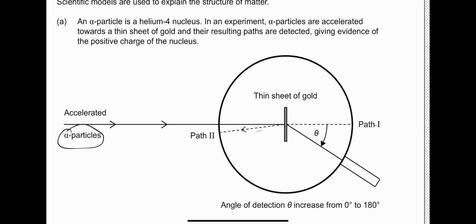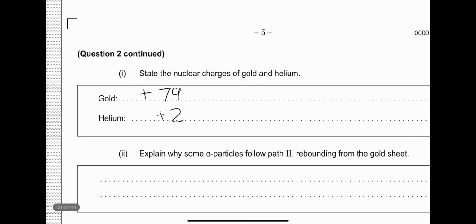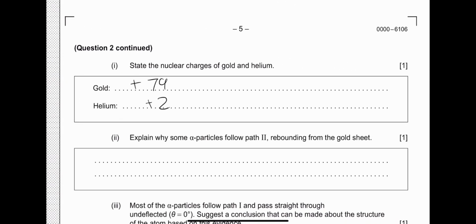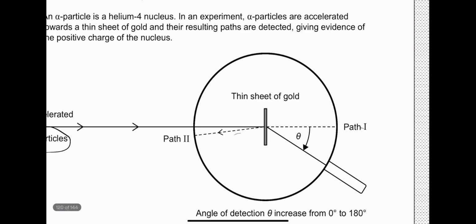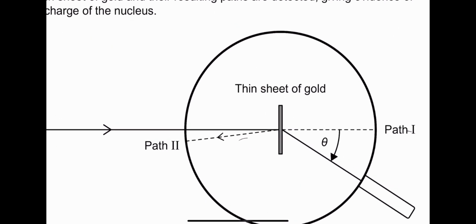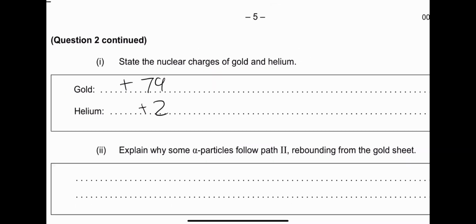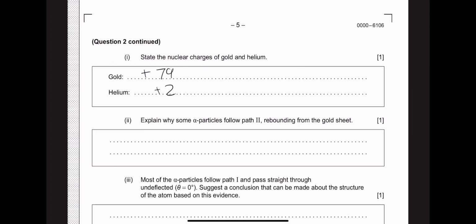Well, let's look at the nature of the particles. We know an alpha particle is a helium-4 nucleus, and from here we identified it has a positive nuclear charge. We've also identified gold as a positive nuclear charge. Remember, all the questions are designed to help you get the next question. So we know that they're both positive, and positive things repel. But what part of this gold is positive? Is it the whole gold sheet? It's actually the gold nucleus. So these alpha particles in path 2 have come in close contact with this strongly positive gold nucleus, plus 79 nuclear charge, and are repelled because they're like charges.